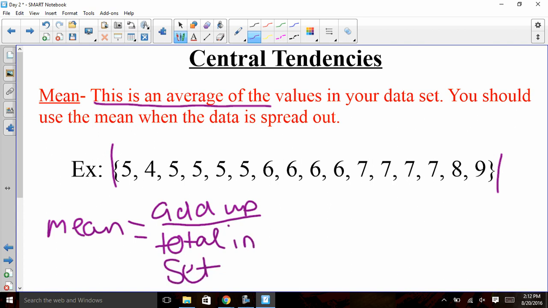I'm going to pause real quick and let you grab your calculators, get them turned on, make sure you're ready to go, because I want you to calculate these values with me as I'm going along. All right, now that we got our calculators and we're ready to go, let's go ahead and start calculating our mean. So like I had said, we're going to start by adding up all the data points in our set. So we're going to do 5 plus 4 plus 5, 5, 5, 5 plus 6, 6, 6, 6 plus 7 plus 8 plus 9.